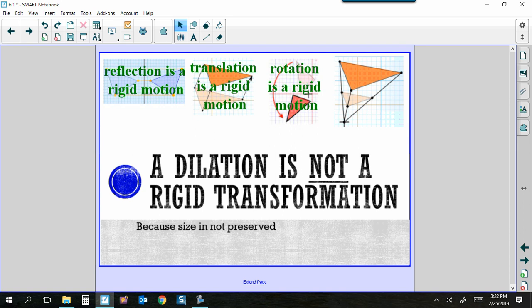Translation, well, I think almost all of us have gotten down on the floor and pushed a piece of furniture with our feet. And rotation, could you spin your bed around the room and have it sit somewhere else? Definitely. Of course. What you can't do is dilate.